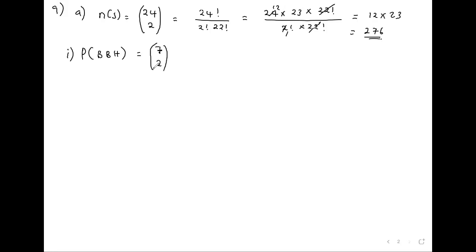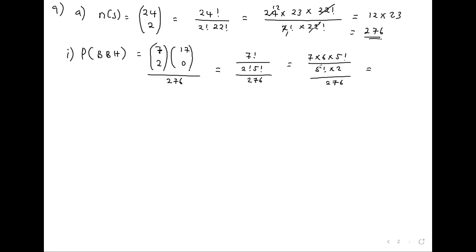Meaning, if you choose from the other, 24 minus 7 is 17. So it will be 17, you choose nothing, over 276. This is going to give us 7 factorial over 2 factorial 5 factorial over 276. This is 7 by 6 by 5 factorial, 5 factorial by 2 over 276. So that this here 1, this here 3. So we get 21 over 276.